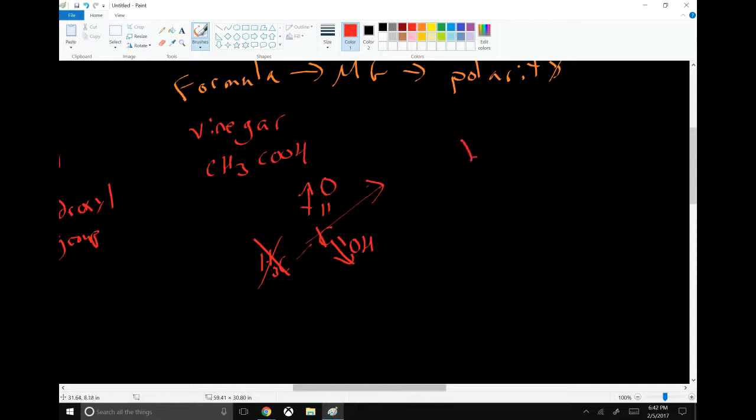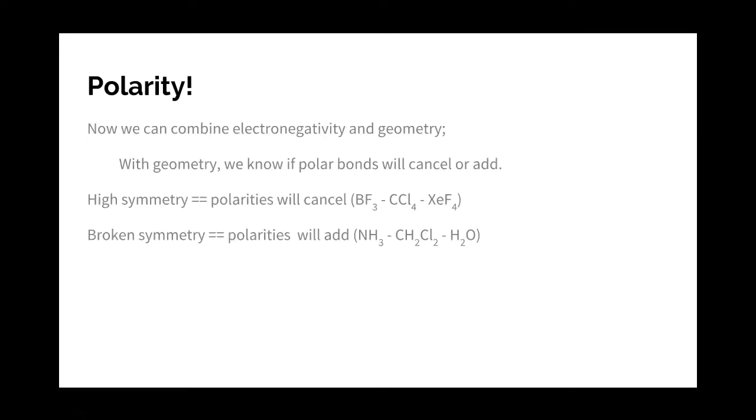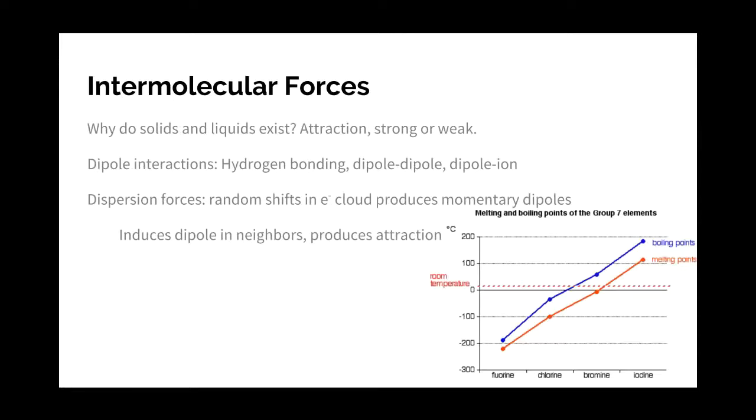Remember that you're looking for broken symmetry. And symmetry can be broken either by non-bonding pairs or by A, B, C, if you have multiple different things bound to the central atom. So that does it for talking about polarity, and we will now move on to intermolecular forces.